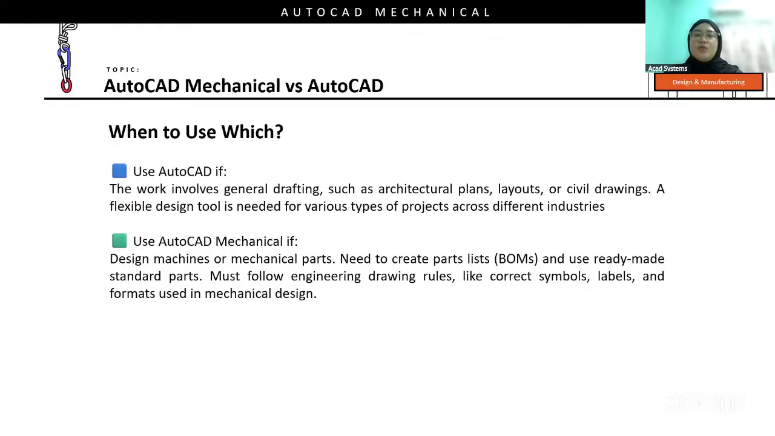So, when to use which? If you are involved in general drafting such as layouts, plans, drawings, and so on, you may use conventional AutoCAD. But if you need to create a BOM, bill of material, and use ready-made standard parts like mechanical parts, and want to use correct symbols like welding symbols and so on, then you may use AutoCAD Mechanical. If you just want to create a general drawing, just go to AutoCAD.